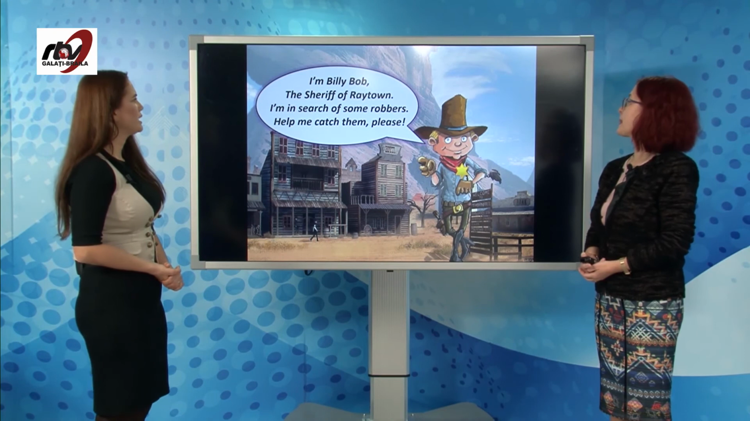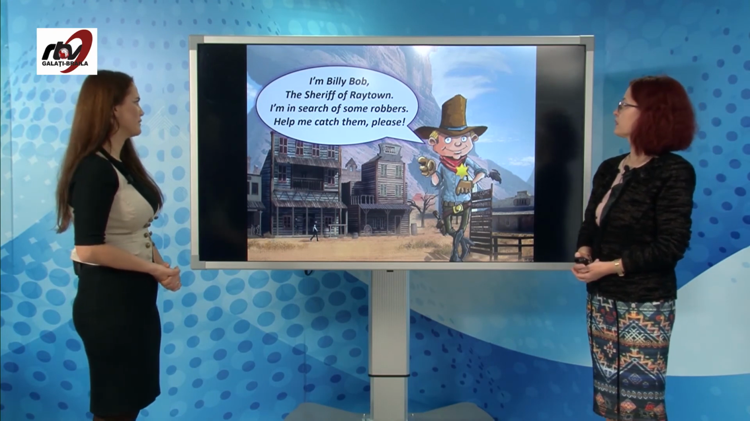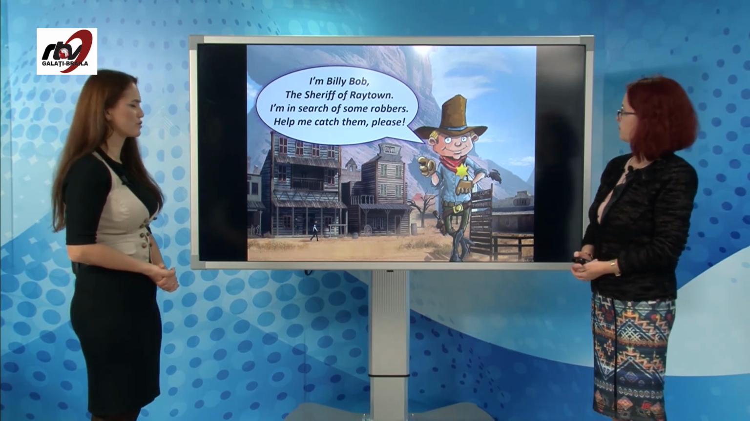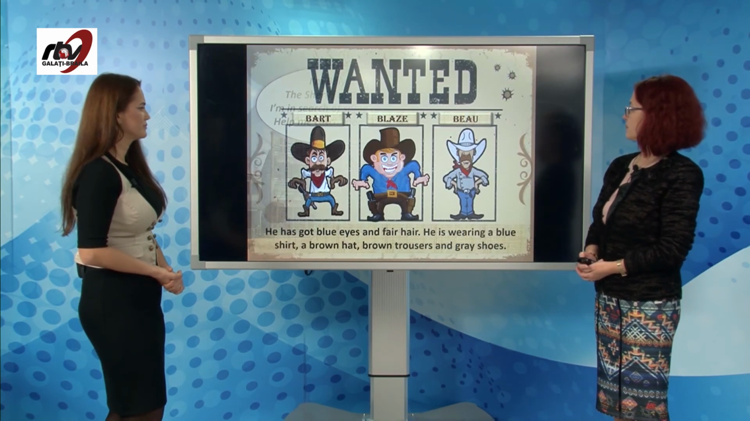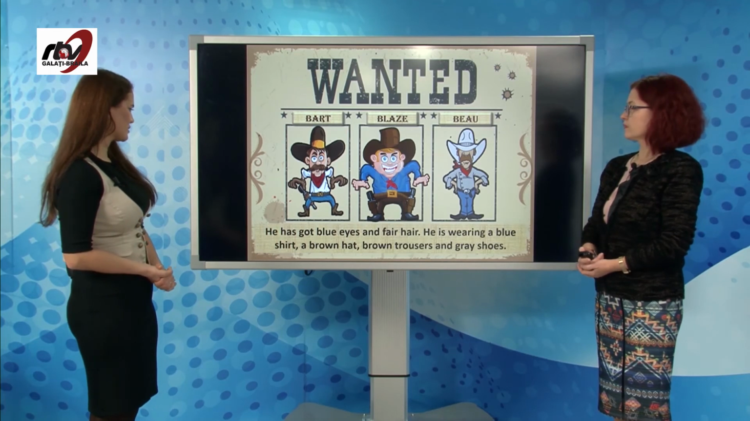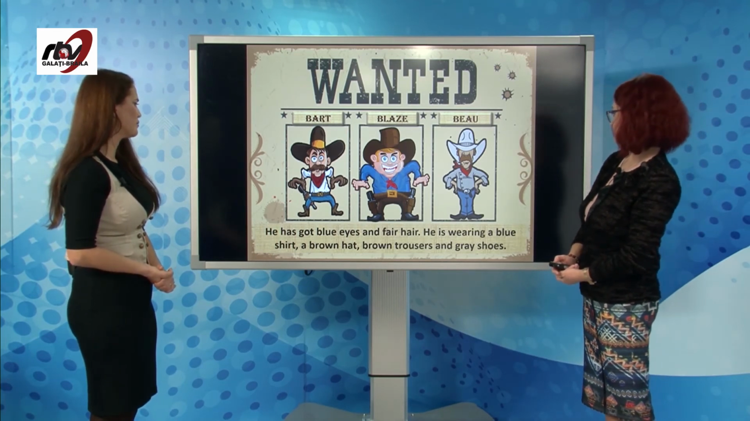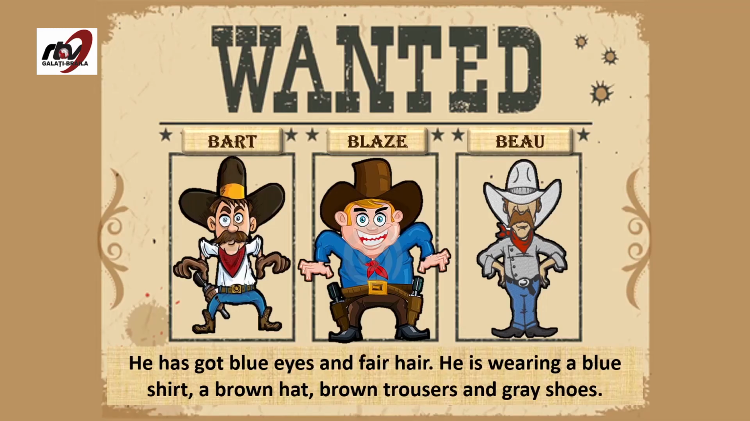This is Billy Bob, the sheriff of Raytown. He's in search of some robbers. Let's help him catch them. He has got blue eyes and fair hair. He's wearing a blue shirt, a brown hat, brown trousers and grey shoes.